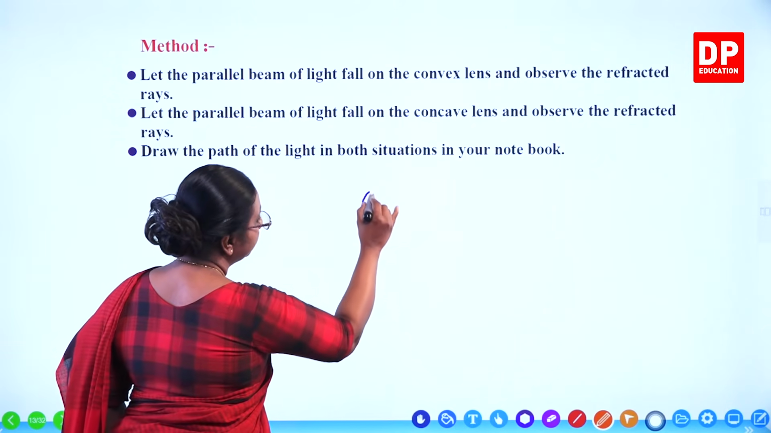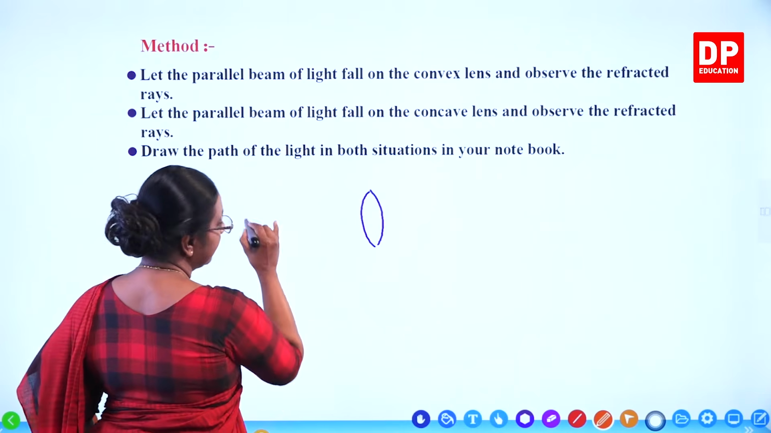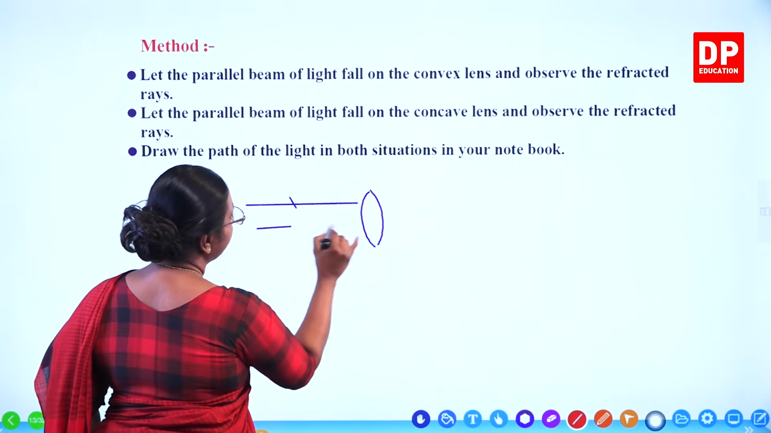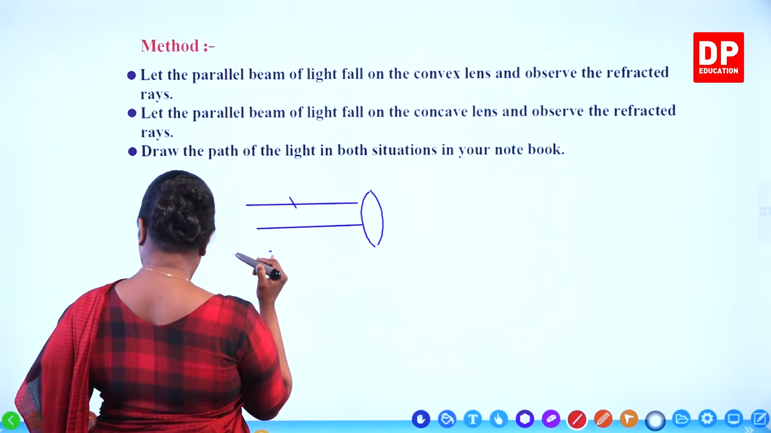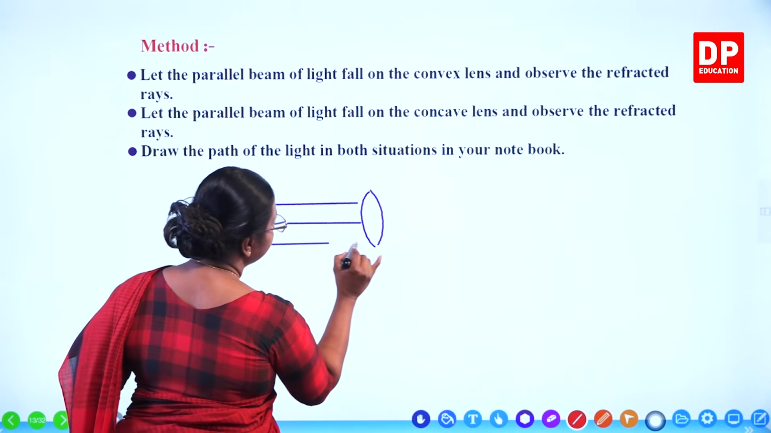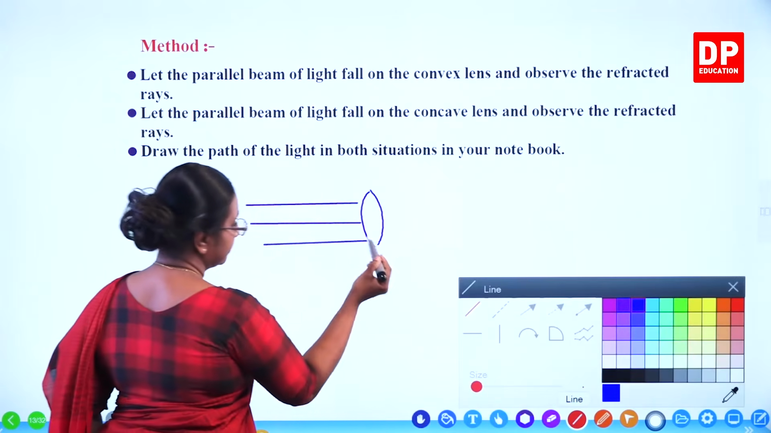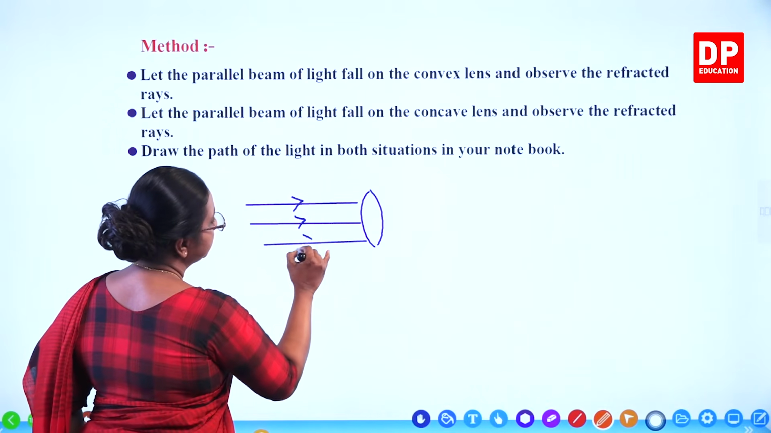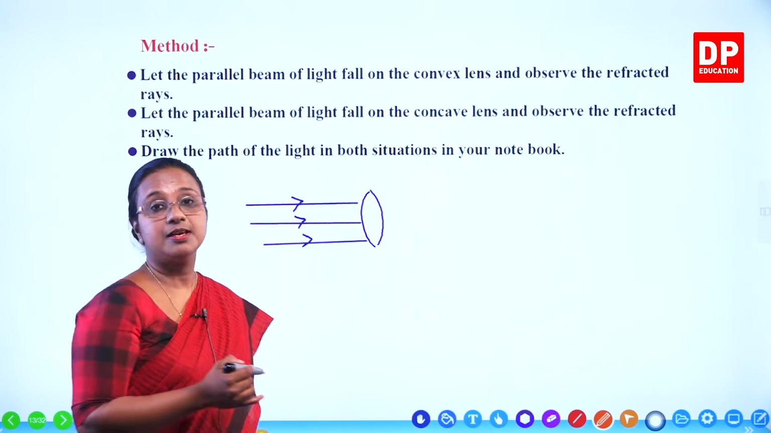So you will have to place the convex lens there. You need to have the parallel beam of light falling on it like that. The parallel beam of light falling on it like this. So then you observe what happens to this beam.